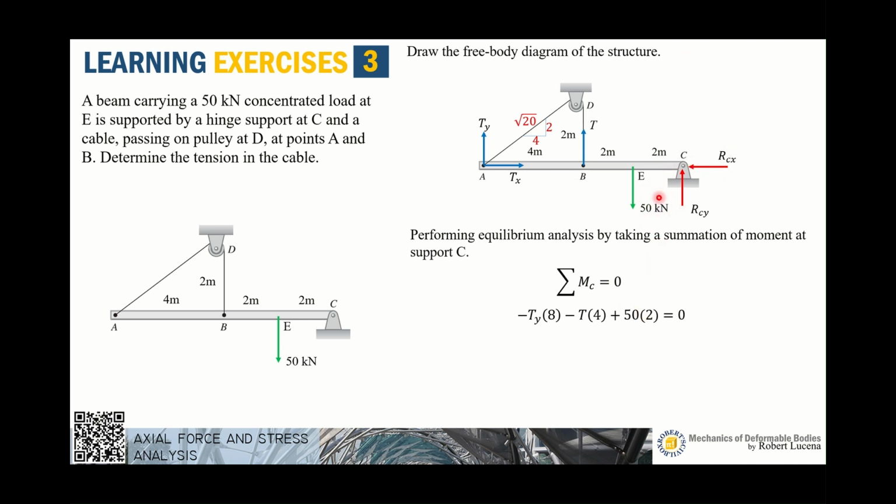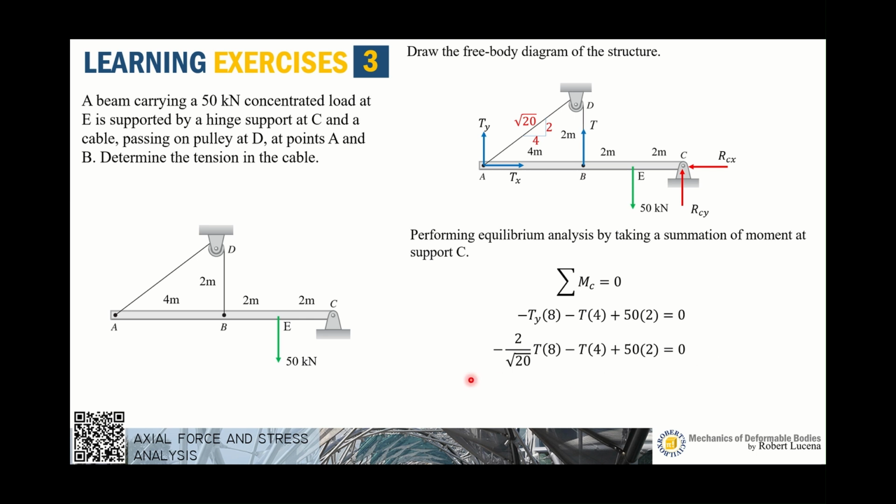Plus the 50 kilonewton force here causes a counterclockwise rotation about point C, making it a positive moment equal to 0. Now this Ty can be expressed in terms of T, so leaving us with only one unknown. Having the component Ty, we can solve for its resultant T by using this triangle. This is simply the slope, and the hypotenuse of the slope is square root of 20. So we have the value of Ty is equal to 2 over square root of 20 T.